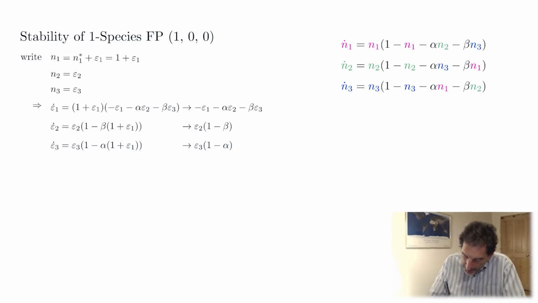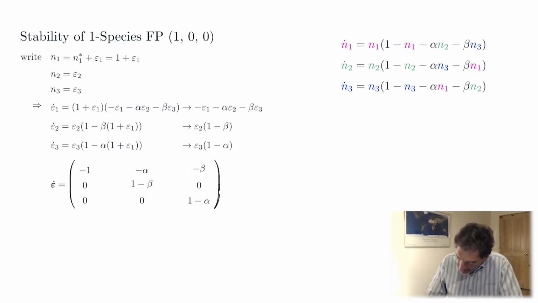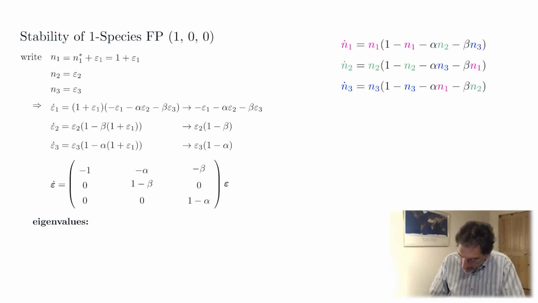So we can write our linearized matrix equation: epsilon dot is equal to the following matrix, minus 1, minus alpha, minus beta; 0, 1 minus beta, 0; 0, 0, 1 minus alpha; times epsilon. And the eigenvalues of this matrix are equal to minus 1, 1 minus alpha, and 1 minus beta.